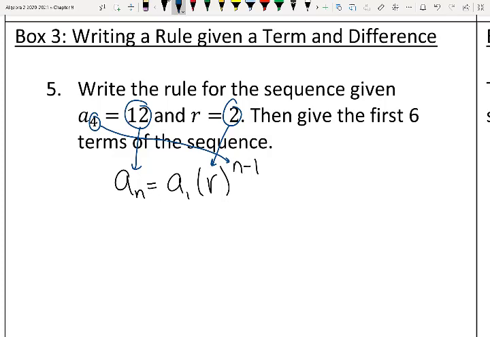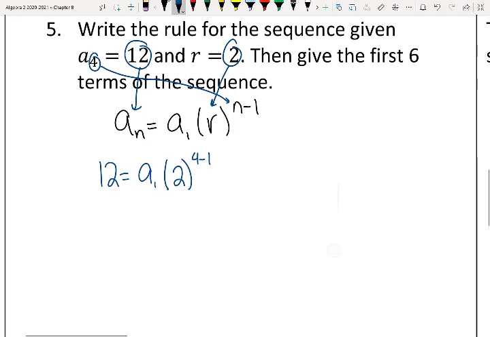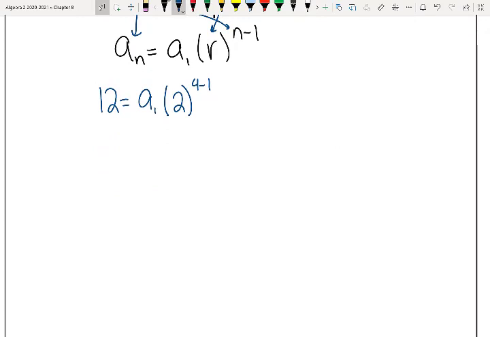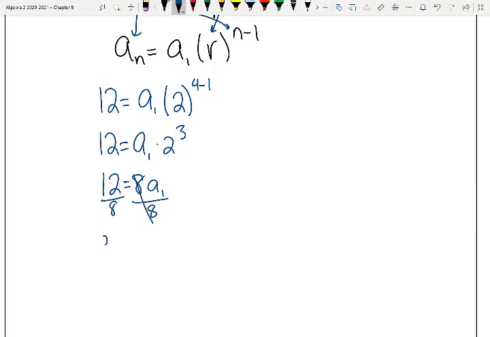If I do that, I have 12 equals a sub 1 times 2 to the 4 minus 1 power. And now I can go through and solve for a sub 1. 12 equals a sub 1 times 2 cubed, and 2 cubed is 8. So I divide by 8 on both sides. And a sub 1 equals 12 over 8, which reduces to 3 over 2, or 1.5.